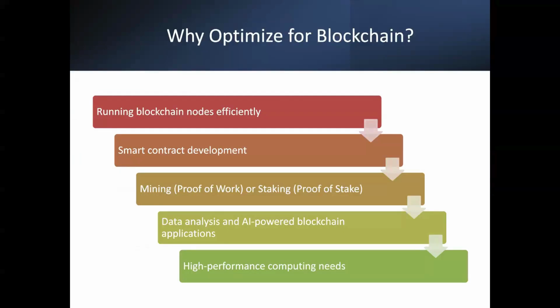A blockchain optimized PC is necessary for efficiently handling blockchain workloads. This will include running blockchain nodes, like storing and validating transactions on a decentralized network, and running test environments for Ethereum, Algorand, and other blockchains. So we have smart contract development, mining and staking, where proof of work mining requires GPU and CPU power, while proof of stake benefits from just stable processing power.